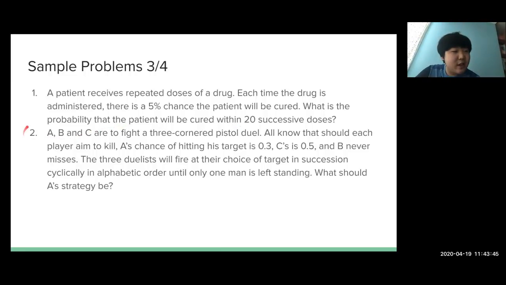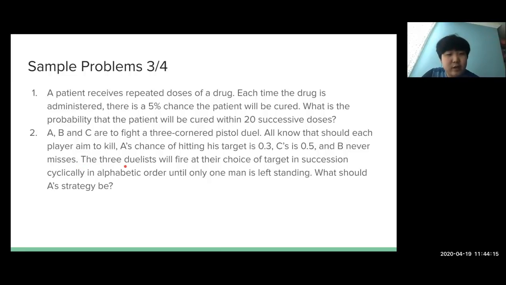Meanwhile, this is a more fun problem, I would say. It basically says that A, B, and C are fighting a 3-cornered pistol duel. Standard duel, it's a triangle. Each person stands on one corner of the triangle, and then they try to shoot each other. Everyone knows that should each player aim to kill, A's chance of hitting his target is 0.3. C's is 0.5, and B never misses. He's the best shot out there.